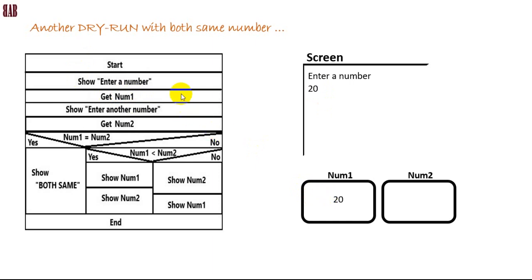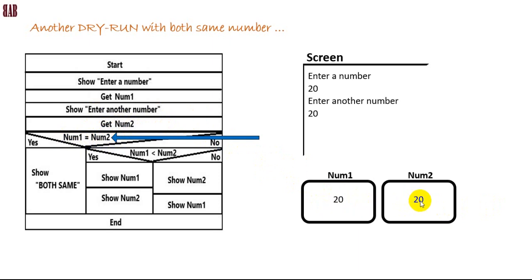Then after that, subsequently, it goes to the next line, which is to show the enter another number message. So that message will come and it will go to this line to accept the number for that. So num2 is waiting. Now the user, let's say, types the same number again, 20. So that will be taken by num2. So num2 will become that, and then you go to the line following the get num2, which happens to be the decision box. So in that, the first thing we are checking is whether num1 and num2 are the same. Yes, in this case it is the same.